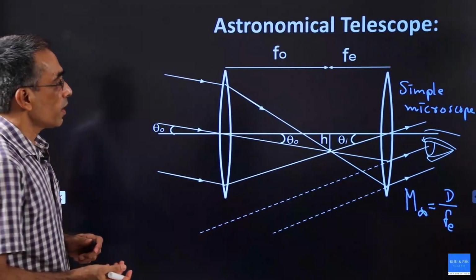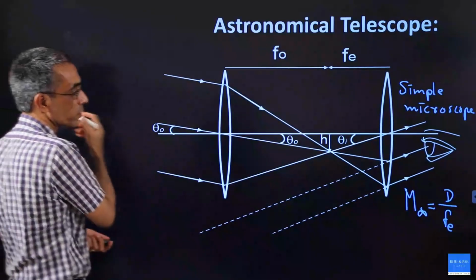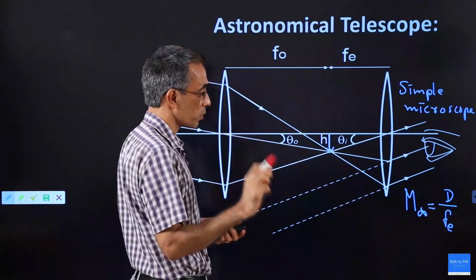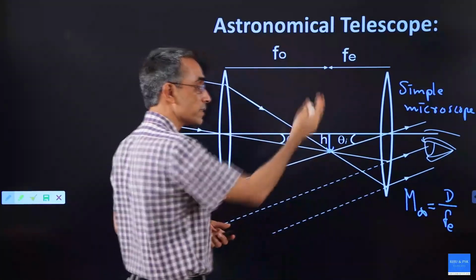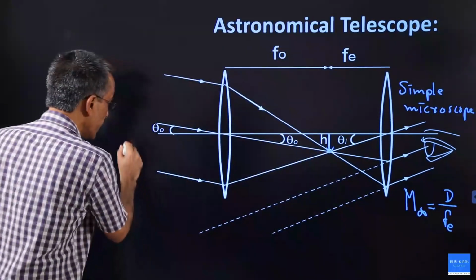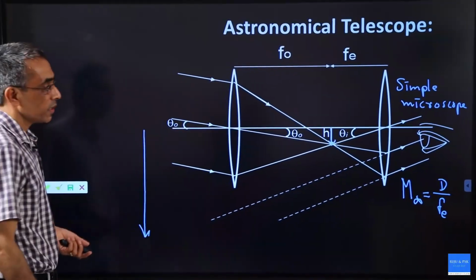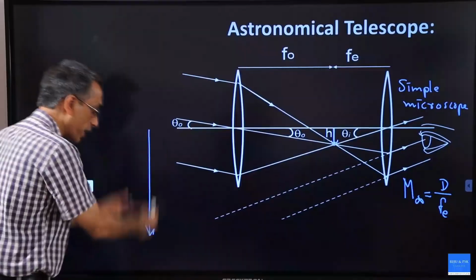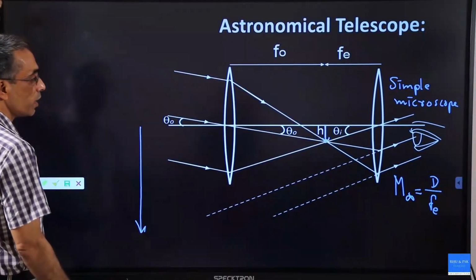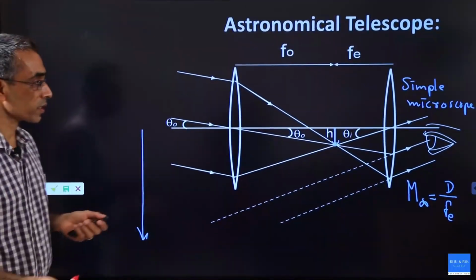Now the nature of the image. The object is at large distance, infinite distance. The first image is inverted, diminished in size, very small in size. It's real. This real image acts like the object for the simple microscope, and the final image is like this. It's virtual, magnified, and this is erect with respect to the first image but inverted with respect to the object. The final image is inverted. Okay.